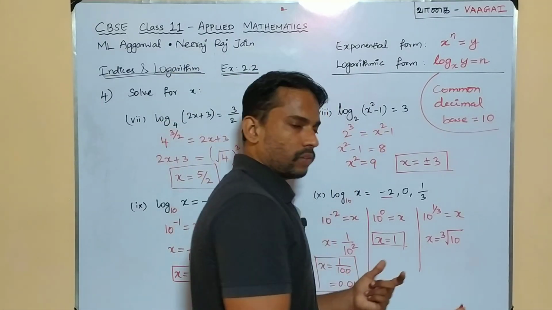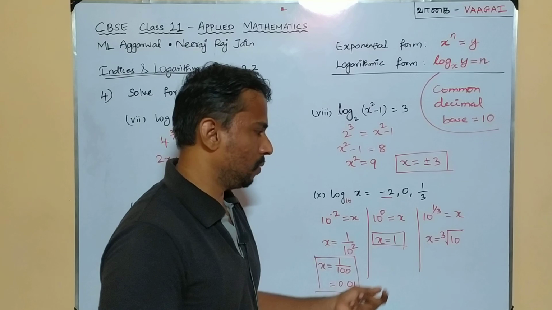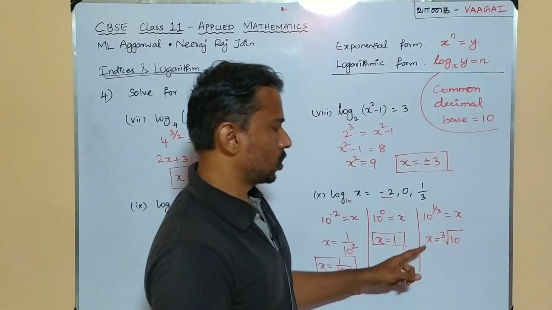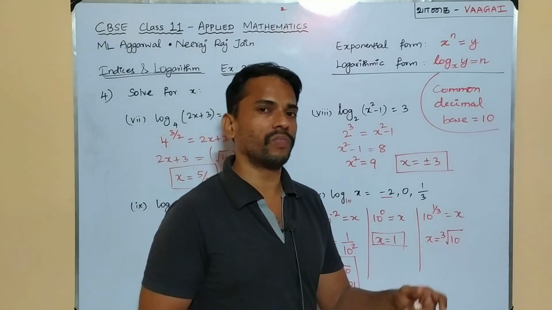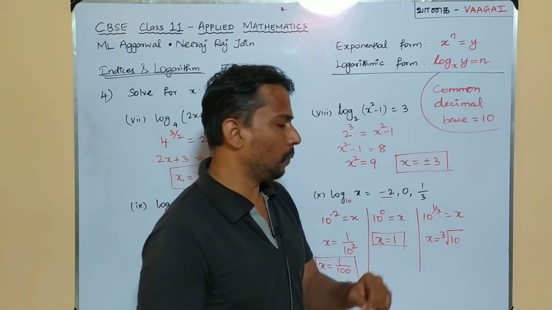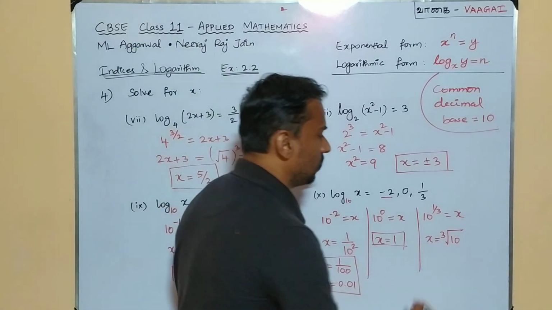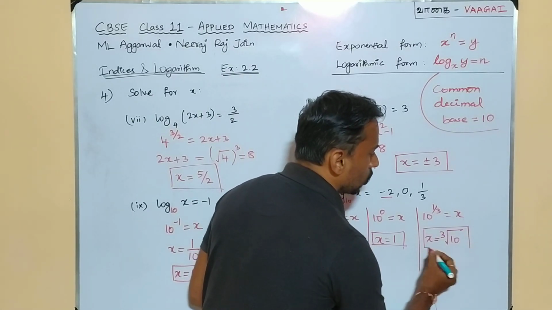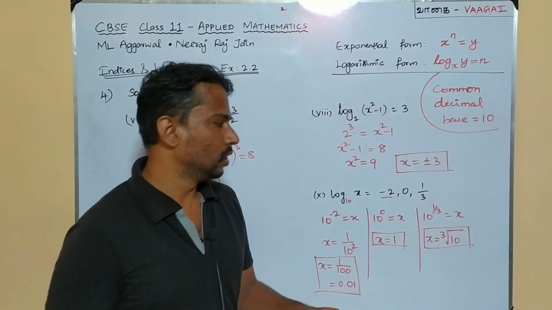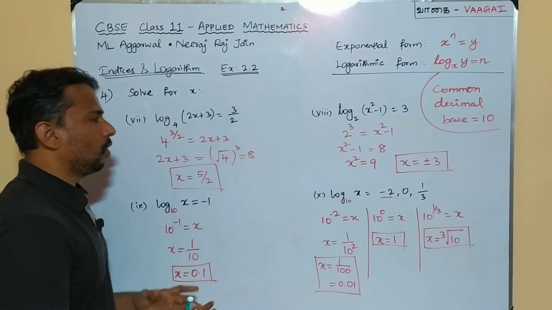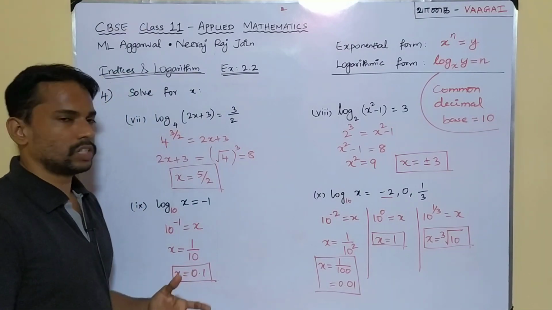Cube root of 10 will not be exactly able to predict, because it won't be an integer. Cube root of 8 is 2, cube root of 27 is 3, but it is somewhere between those values, so this will be like 2 point something. Better we'll leave it as it is. So x is equal to cube root of 10 is going to be the answer for this question. So yes, we have completed all the subdivisions of our fourth question also.